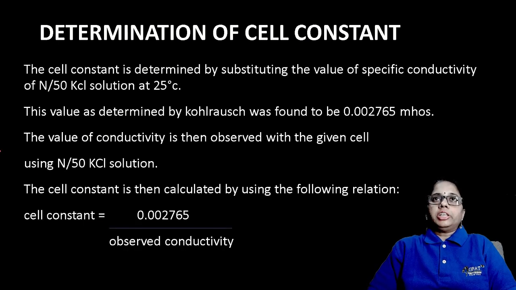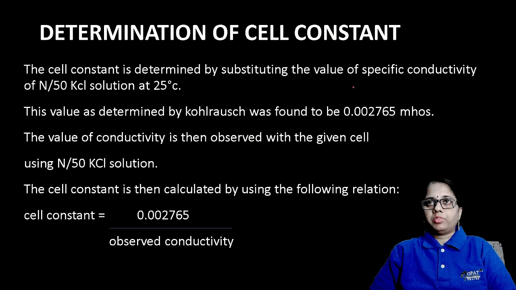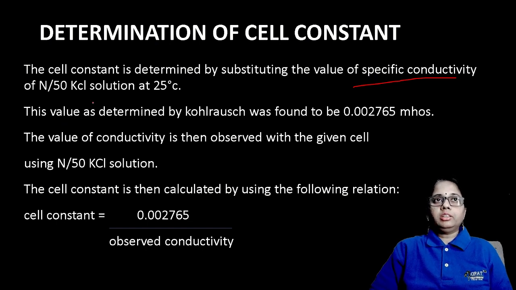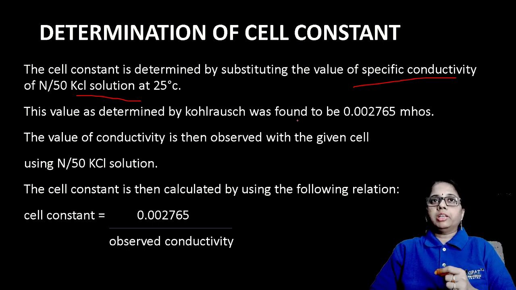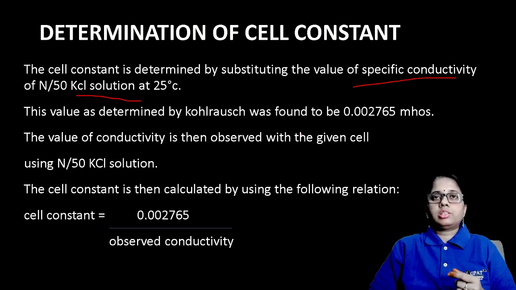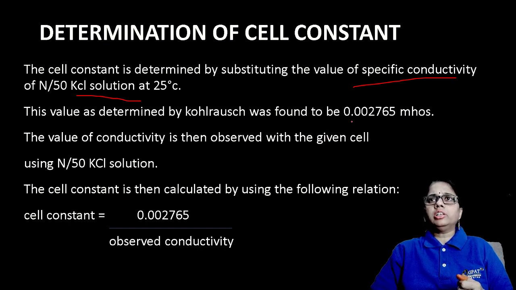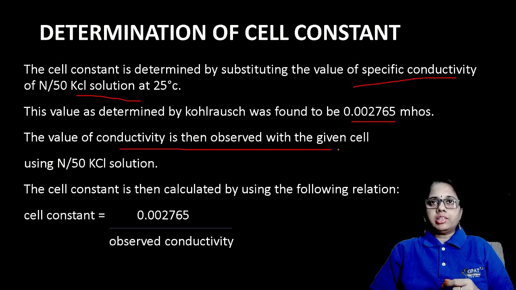Now, how do we determine the cell constant? The cell constant is determined by substituting the value of specific conductivity of N by 50, that means 1/50th normality, KCl solution at 25 degrees centigrade. This value was determined by a scientist, and after all calculations he got 0.002765. The value of conductivity is then observed with the given cell using N by 50 KCl solution.